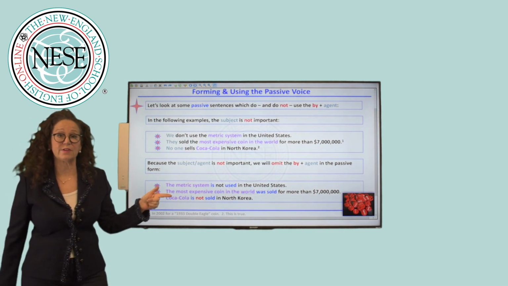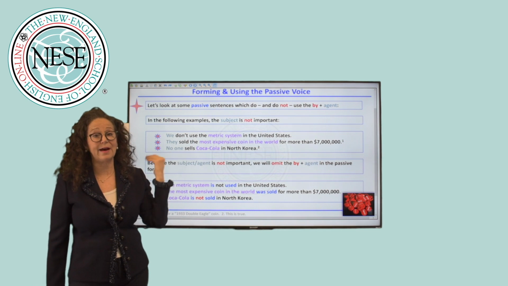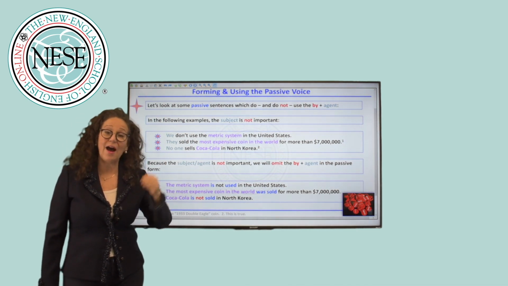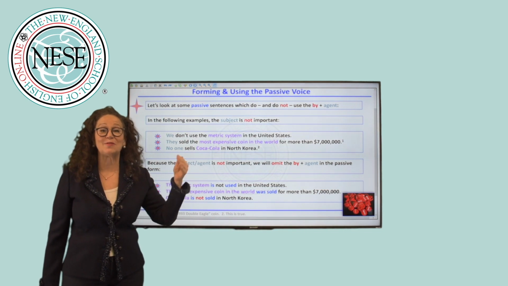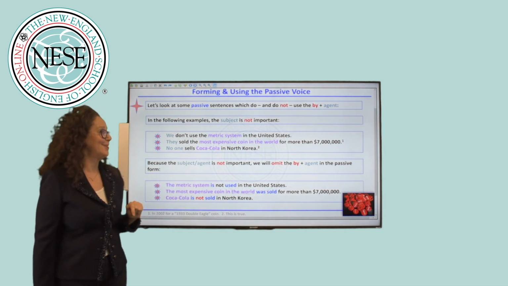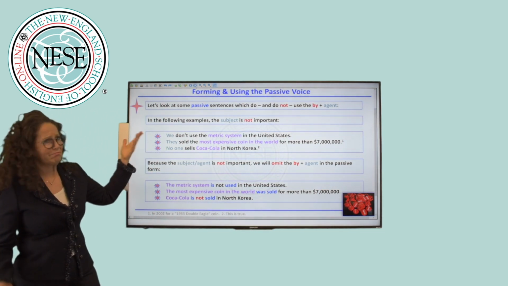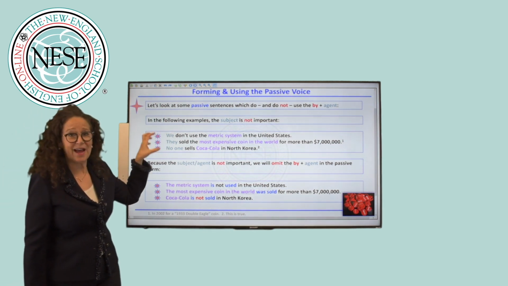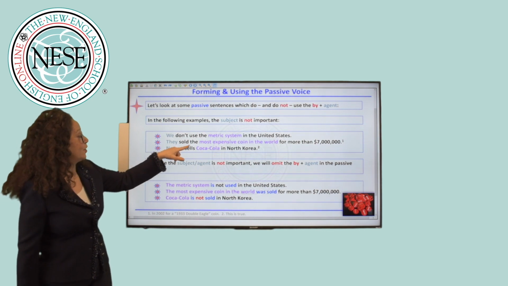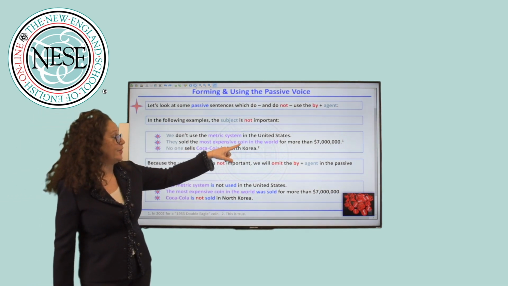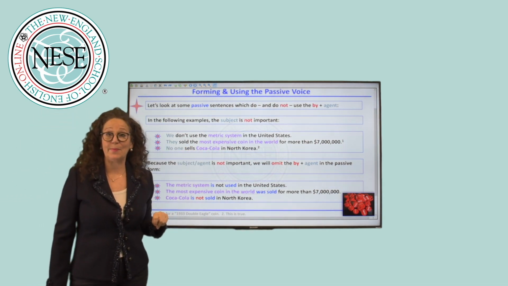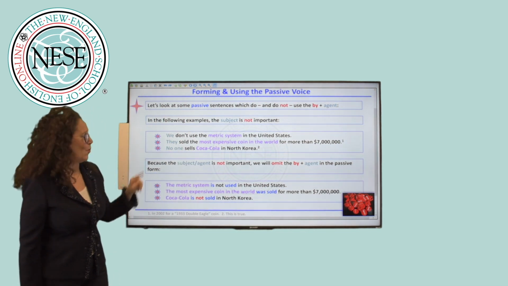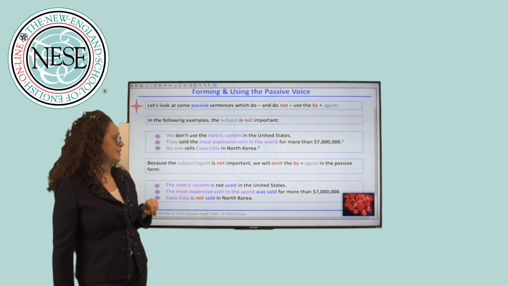Do you see the difference between that and Amelia Earhart or Louis Pasteur, who are important, or the Russian inventor of Tetris, who is important? They, who is they? They is just a pronoun that doesn't have a lot of meaning. They sold the most expensive coin in the world for more than $7 million. Oh my gosh, what a lot of money. One coin for more than $7 million.